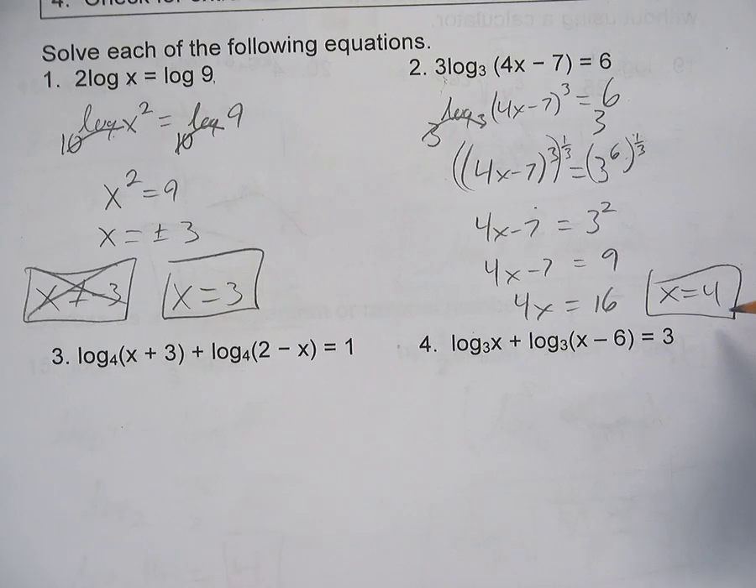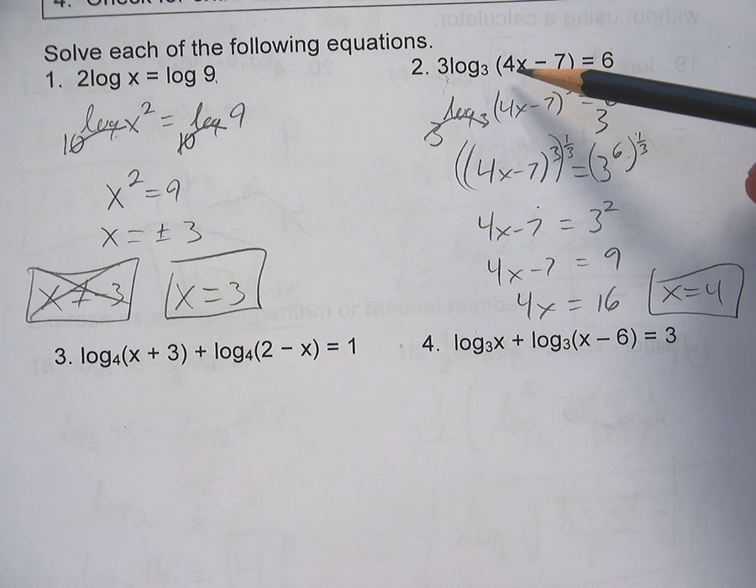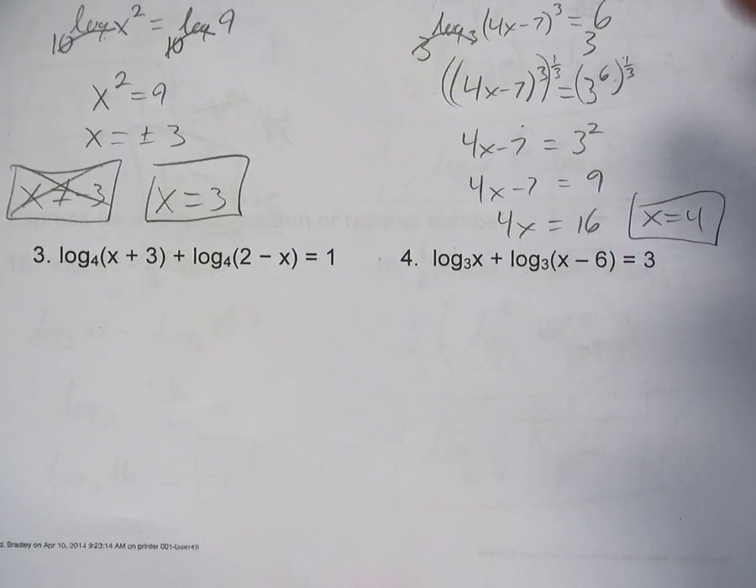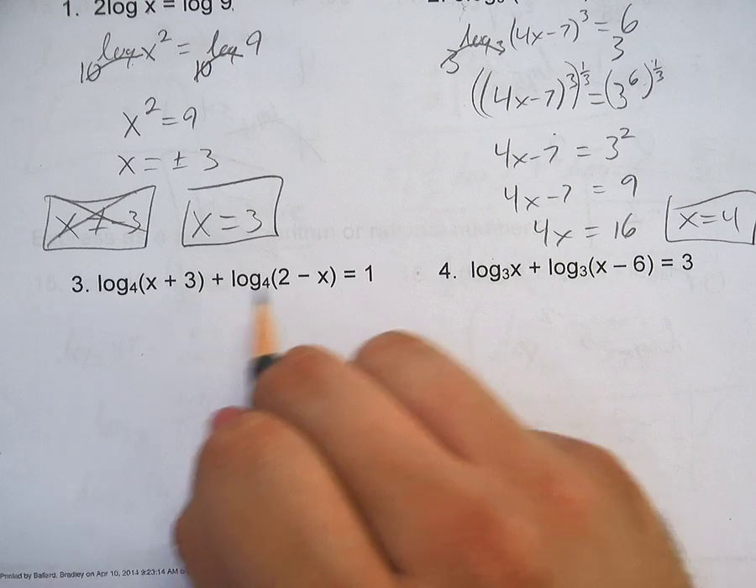I only got one solution here, and so it's got to fit, right? 4 times 4 is 16, minus 7, that is a positive number, so there's no extraneous there. Number 3, log base 4, so I'm going to have to combine these two logs.